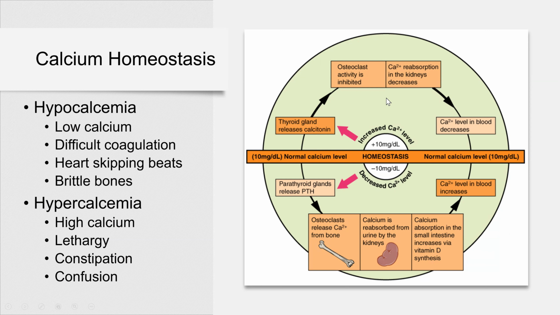So if you want to remove calcium from blood, the thyroid gland releases calcitonin. Osteoclast activity is inhibited because remember what osteoclasts do, they release even more calcium into your blood. You don't want it, right? So you inhibit osteoclasts. Calcium reabsorption in the kidney decreases. That means you remove calcium from your body with the urine, and this decreases calcium blood level. So we go up, we want to go down through negative feedback. This, however, calcitonin is not that important in the calcium balance.